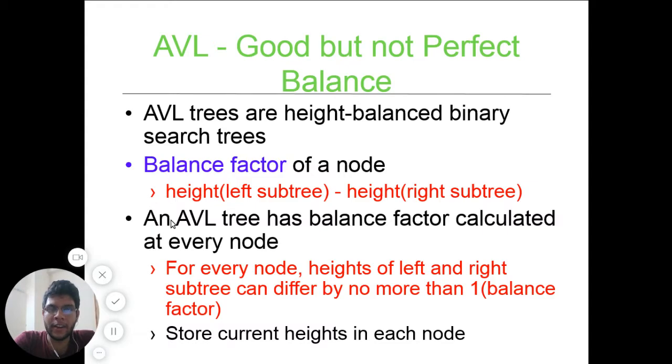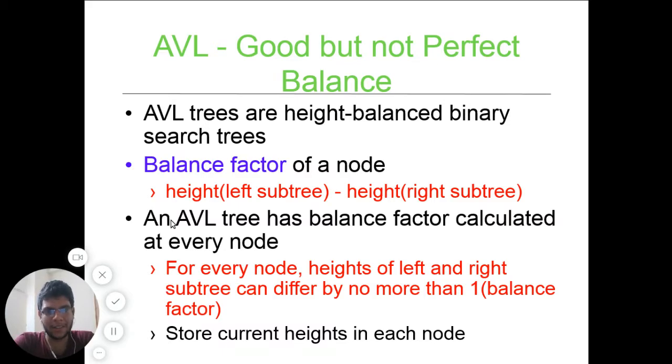So AVL trees are height balanced binary search trees. Height balanced, its height is balanced. Its height doesn't randomly grow in one direction. Its height is balanced by some algorithms. Balance factor of a node, very important. Balance factor of a node is defined as height of its left subtree minus height of its right subtree. For the time being just keep it as the definition, but you'll realize that we use this balance factor to perceive whether the tree is now not following the property that we have defined.